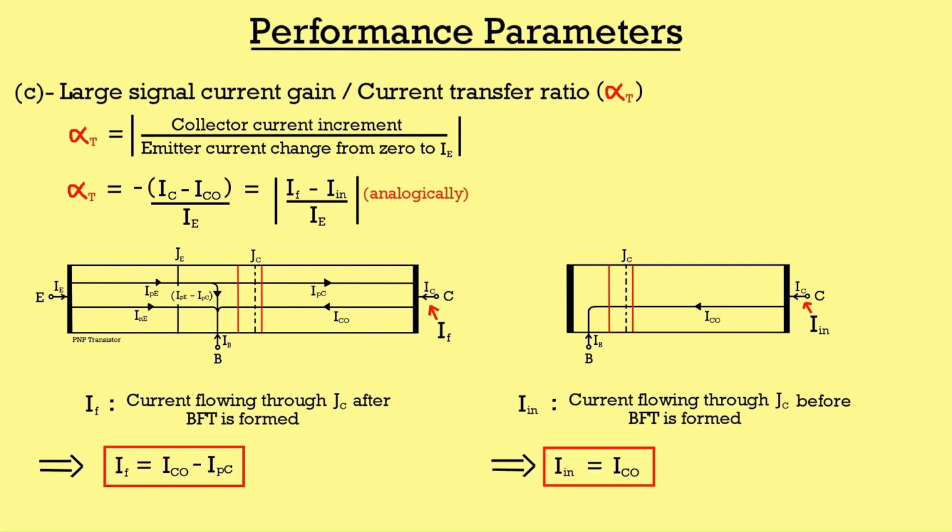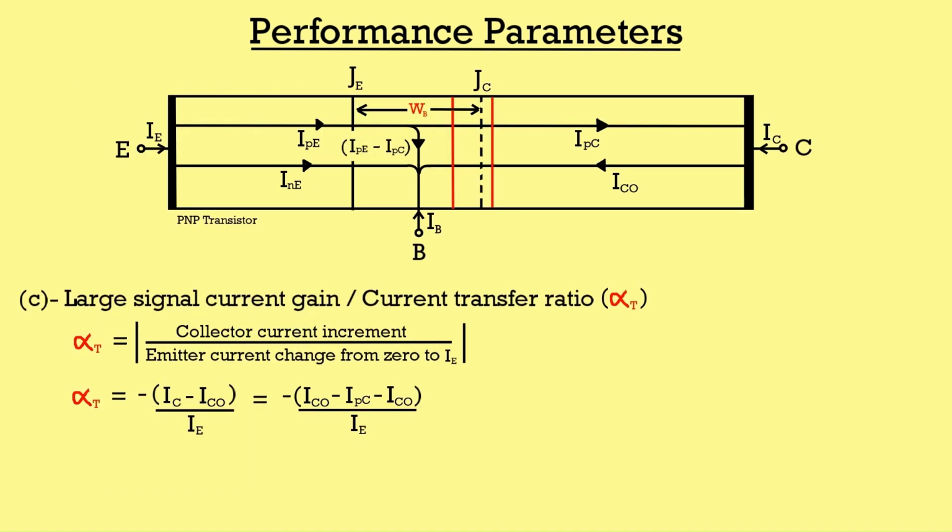Initial current is actually reverse saturation current, and final current, which is the collector current in the BJT, is equal to reverse saturation current minus injected carrier current at collector junction. We have not considered generation current, but it does not matter because generation current will remain the same in both the cases, and while finding the difference, the generation current will cancel out.